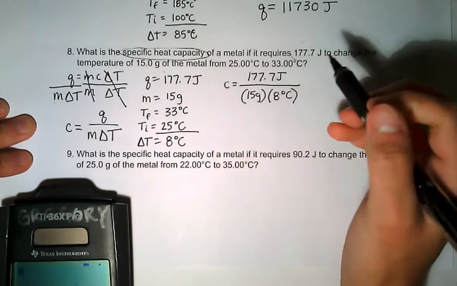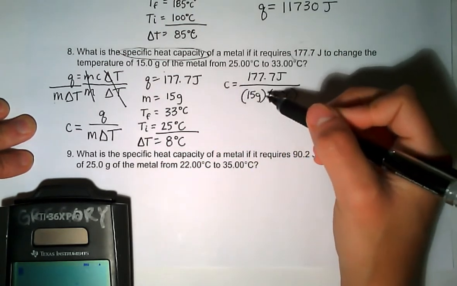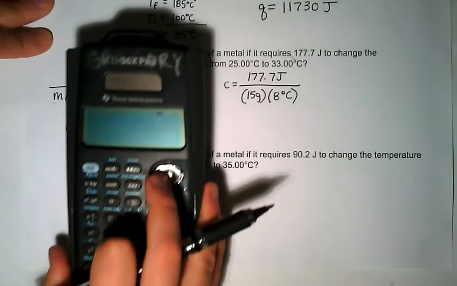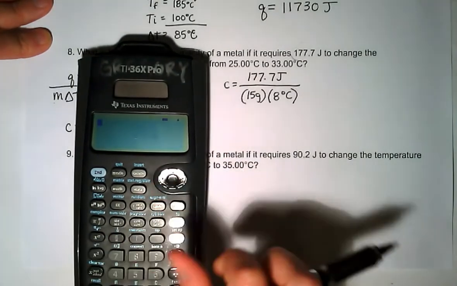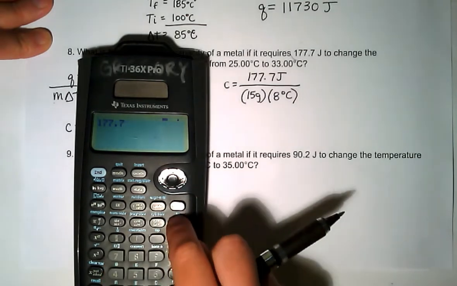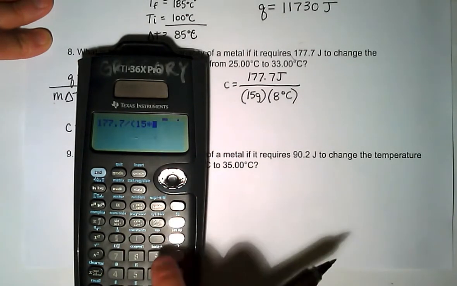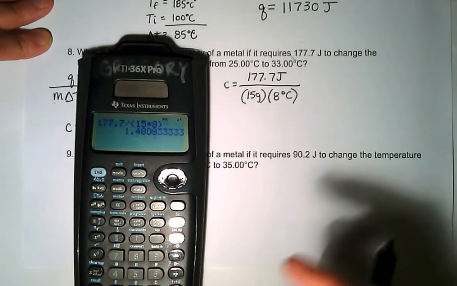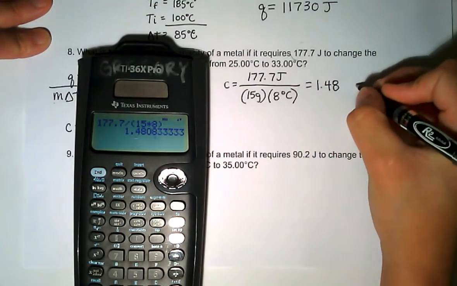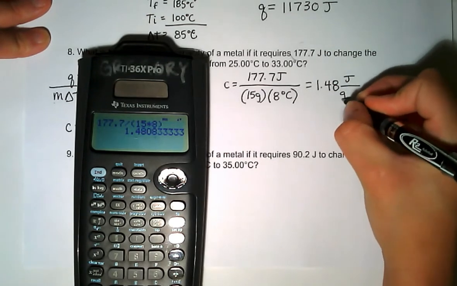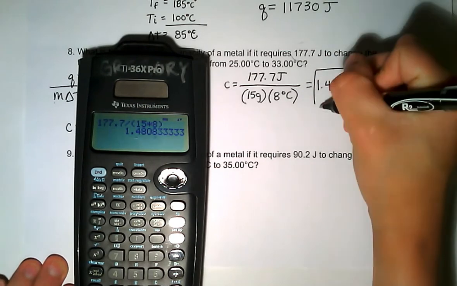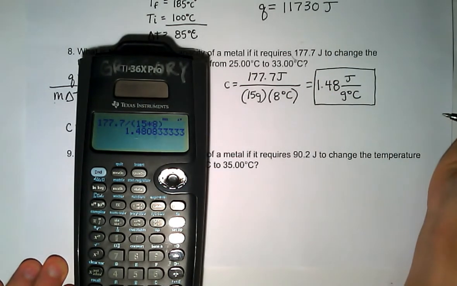And of course our units, none of them are going to cancel out, so our units on our answer will be joules over grams times degrees Celsius. So let's plug this into our calculator. We have 177.7 divided by 15 times 8. And that gives us 1.48 joules per gram degrees Celsius. And I'm just going to leave it just like that. Box that answer in and we are done.